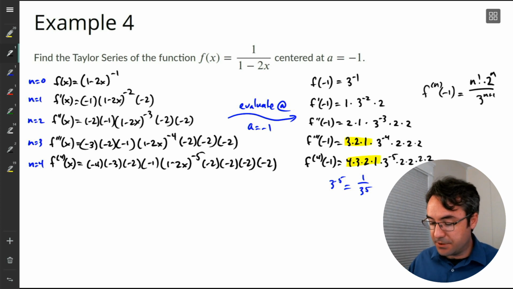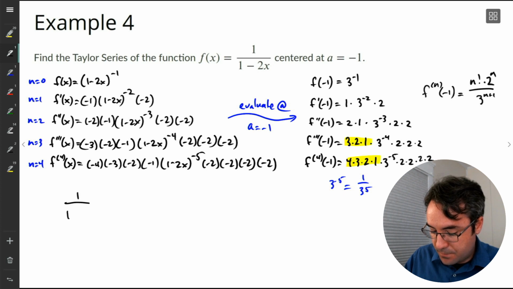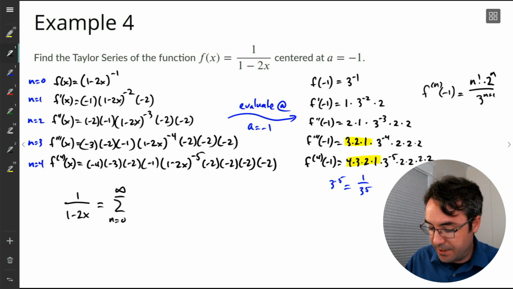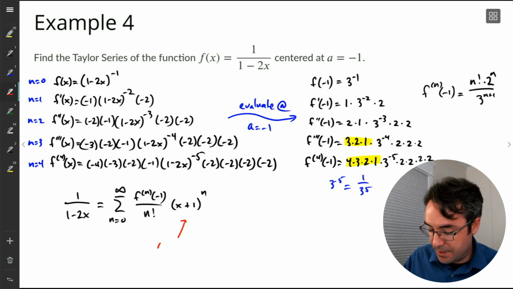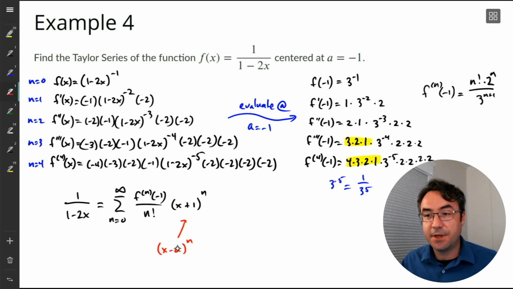And so to find the Taylor series for this function, this function is equal to the sum from n equals 0 to infinity of the nth derivative evaluated at negative 1 divided by n factorial times x plus 1 raised to the power n. So again, just remember here, it's x minus a raised to the n. And so a is a negative, so this is going to end up being a double negative, so that's why it ends up being x plus 1. And now we can fill in what we've calculated for the nth derivative. So let's fill it in.